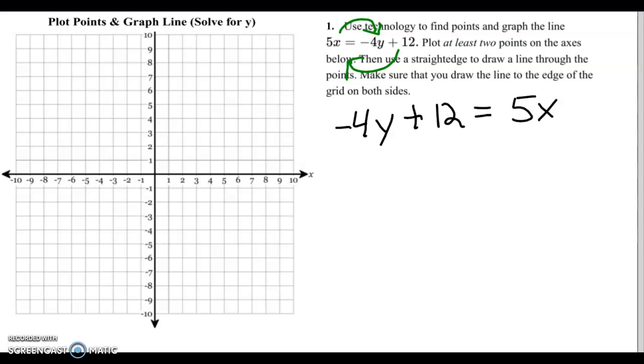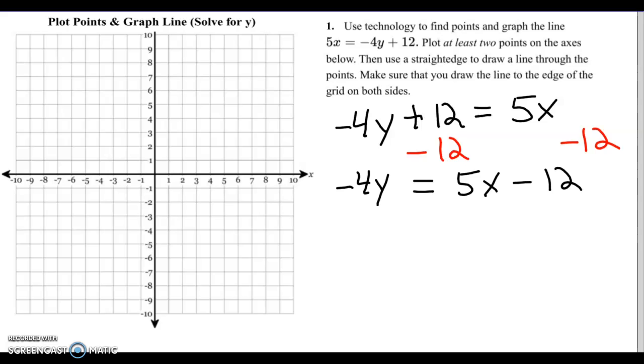for y. Alright, so I'm going to subtract the 12 on both sides. I'm going to bring down the negative 4y. Alright, and the 12 is going to cancel out. Here I got that 5x in front, moving that x term in front, and I'm bringing down this negative 12. Now I'm going to divide by negative 4 on every single term.